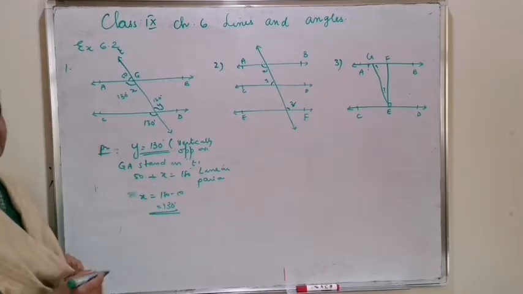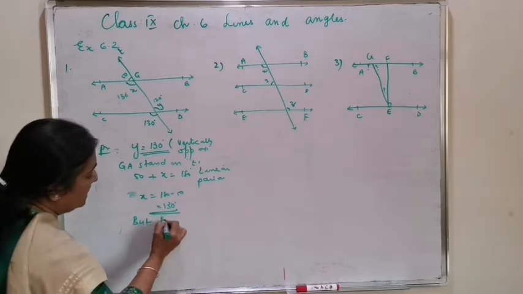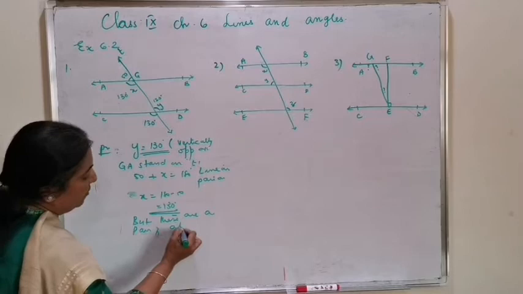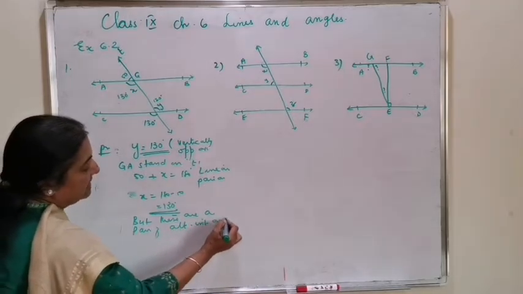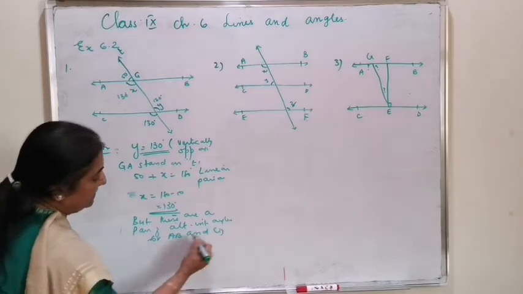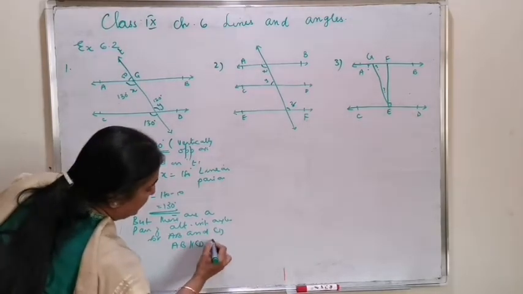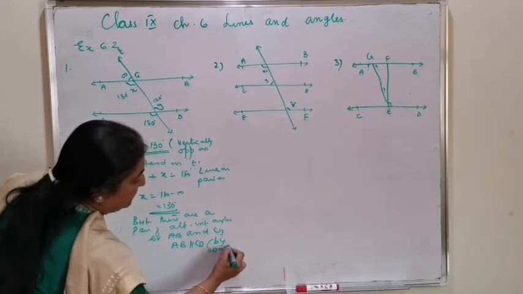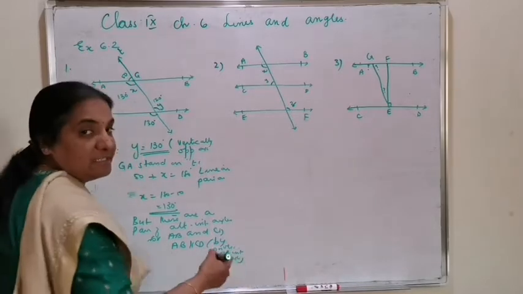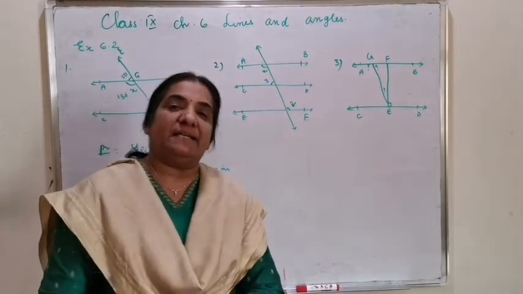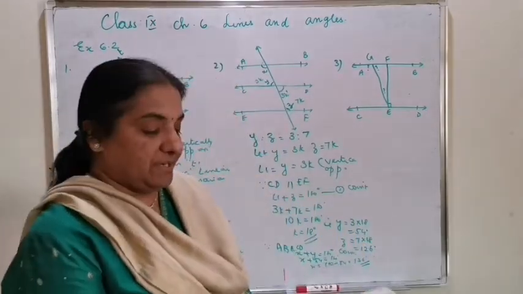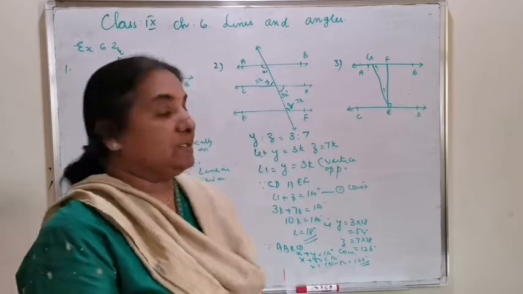What type of angles are they? These are a pair of alternate interior angles for AB and CD. Therefore, AB parallel to CD by converse of alternate interior angles. That means if at least one pair of alternate interior angles are equal, then the lines are parallel. Question number 3. AB parallel to CD.